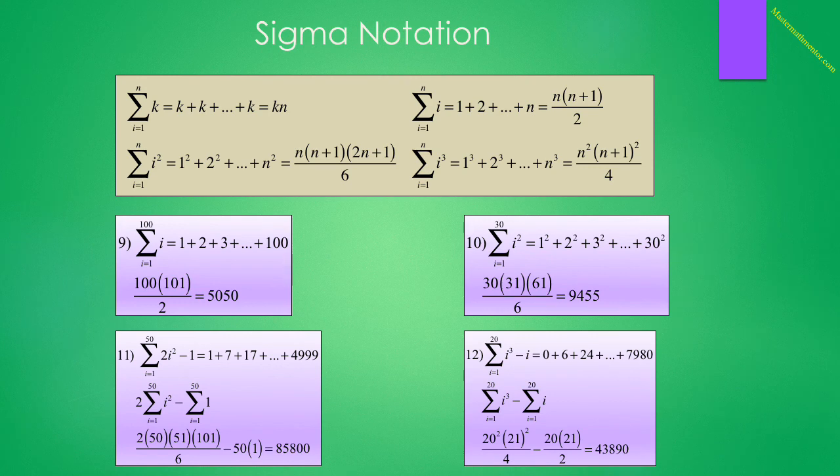And finally, 12, sigma I equals 1 to 20 of I cubed minus 1 is 0 plus 6 plus 24 plus dot dot dot plus 7,980. We can simplify this by writing this as sigma I equals 1 to 20 of I cubed minus sigma I equals 1 to 20 of I. Our I cubed formula will be 20 squared times 21 squared all over 4. Our I formula is 20 times 21 over 2. Do the math and we get 43,890.